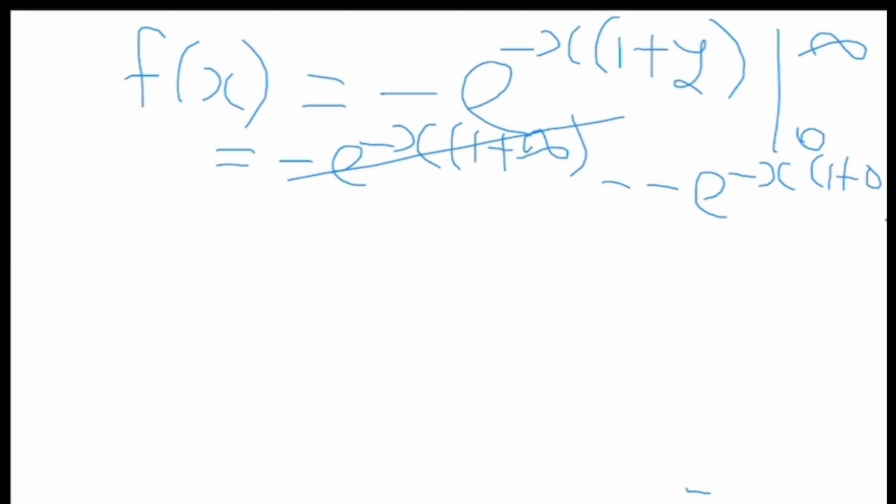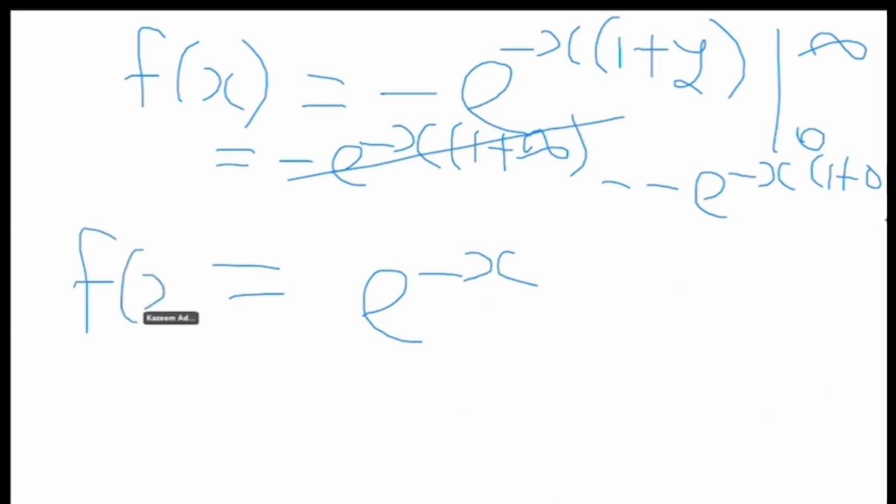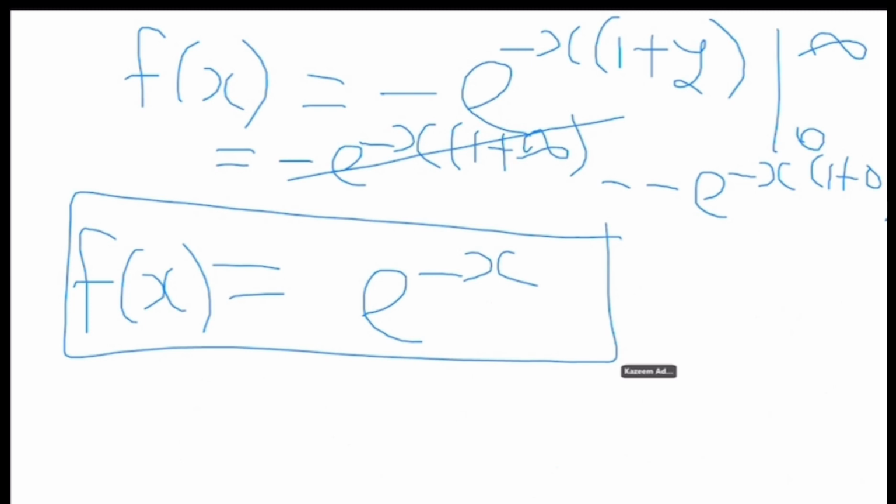Okay, so the next thing I'm going to do is negative negative, that's a plus. Then I'm basically going to have this guy. Because 1 plus 0 is going to be 1, right? This is my f of x. My f of x is equal to that guy. Okay, that is my f of x.